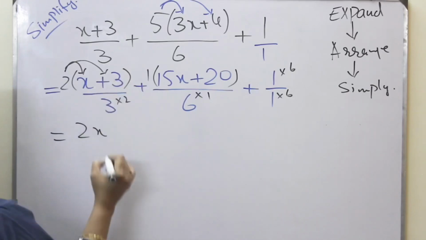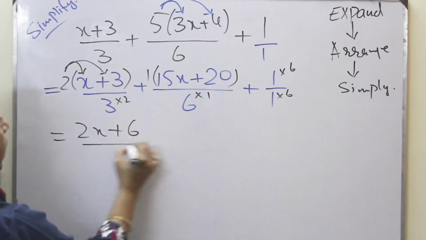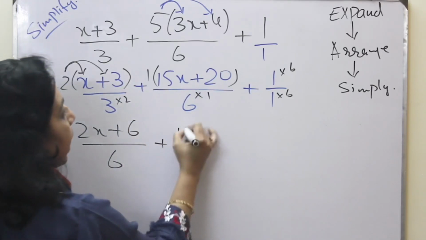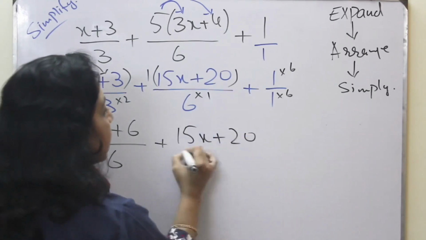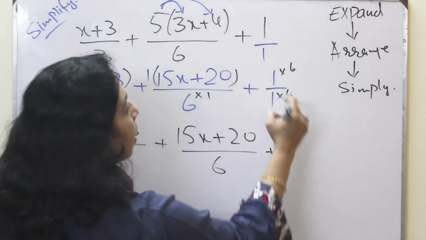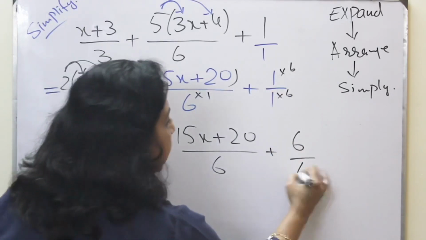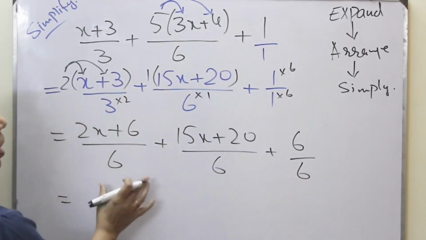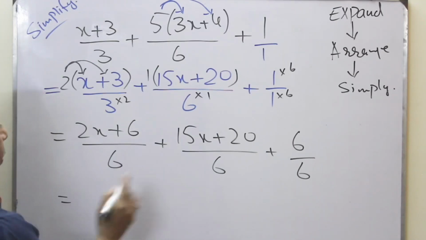2 with 3 will give me 6 over 6. 15x and 20 will remain as they are, since multiplying with 1 doesn't matter, and 1 with 6 over 6. So when we have expanded, now we have to arrange.